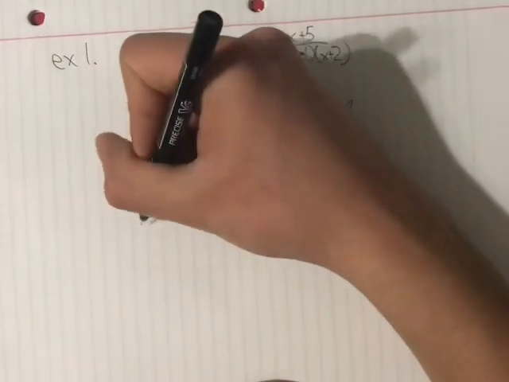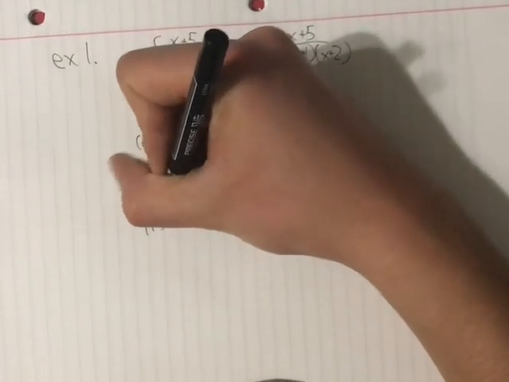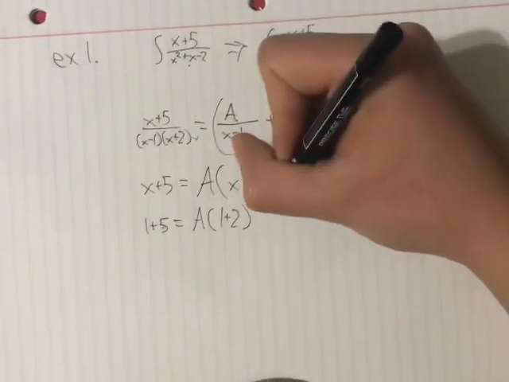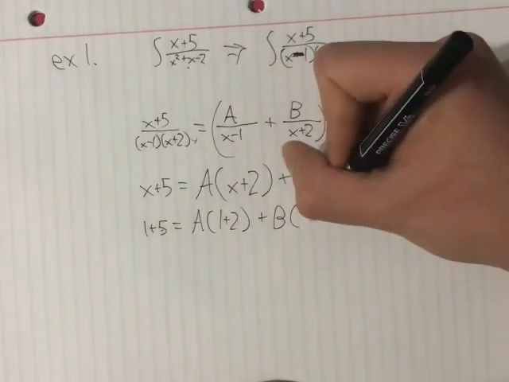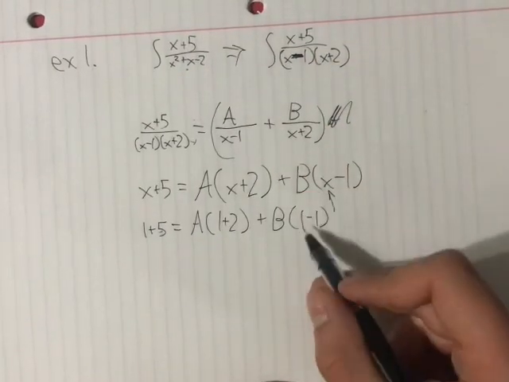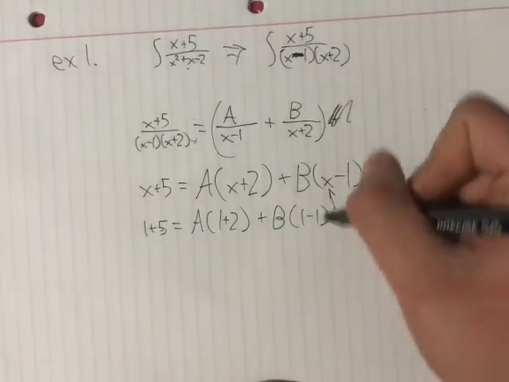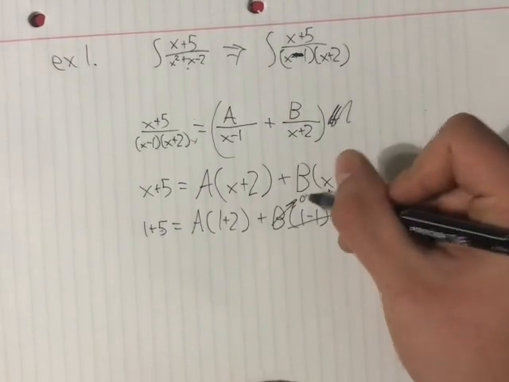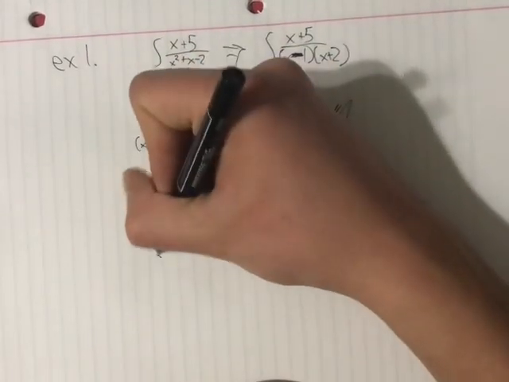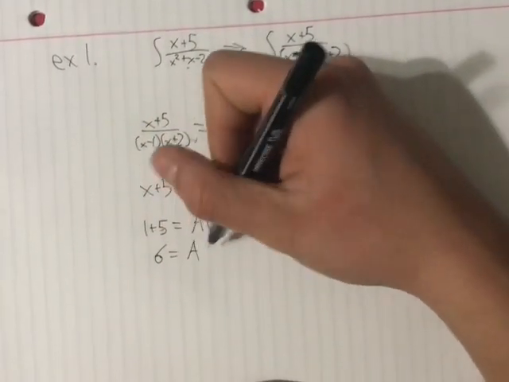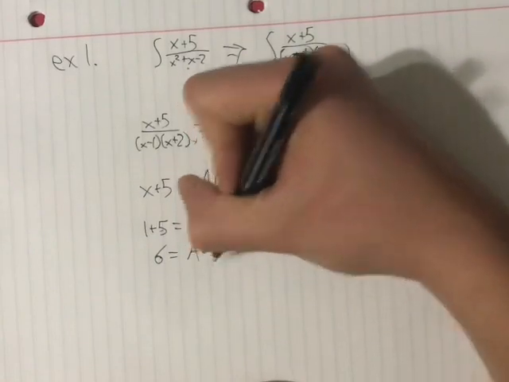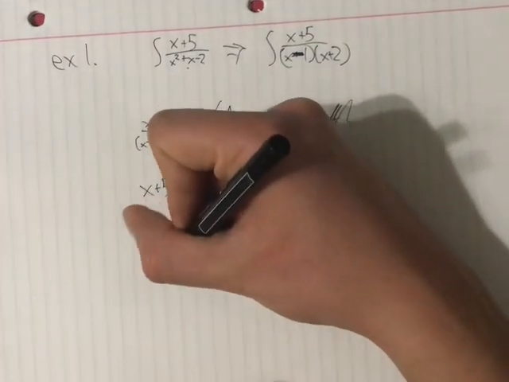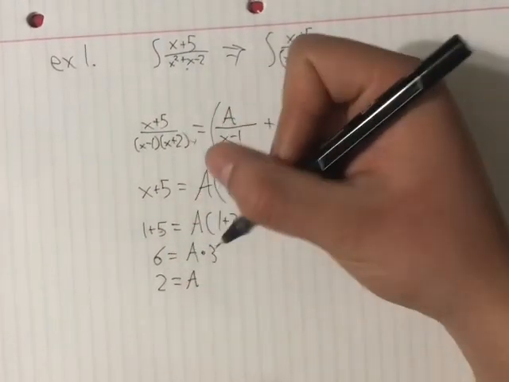So we're just going to do 1 plus 5 equals a times 1 plus 2 plus b times 1 minus 1. So obviously, since this is going to be 1 minus 1, this is going to 0, which multiplied by b is also going to 0. Now over here we have 6 equals a times 3. Now we can just bring over our 3 here, and we get 2 equals a.